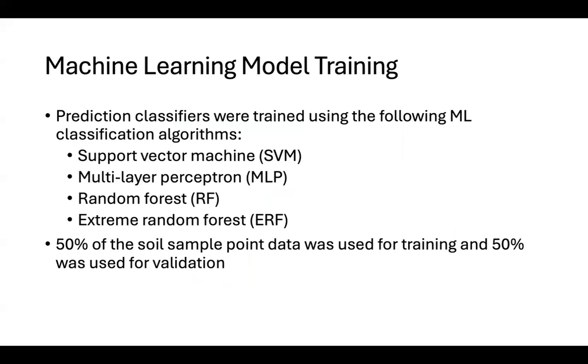During machine learning model training, the prediction classifiers were trained using the following machine learning classification algorithms: Support Vector Machine, or SVM, Multi-Layer Perceptron, or MLP, Random Forest, or RF, and Extreme Random Forest, or ERF. 50% of the soil sample point data was used for training, and 50% was used for validation.